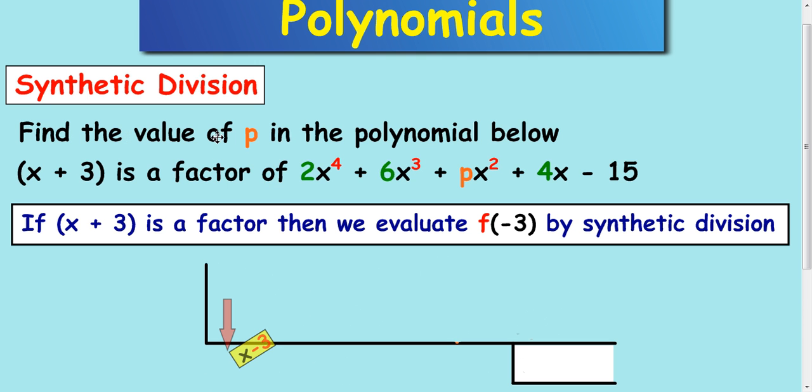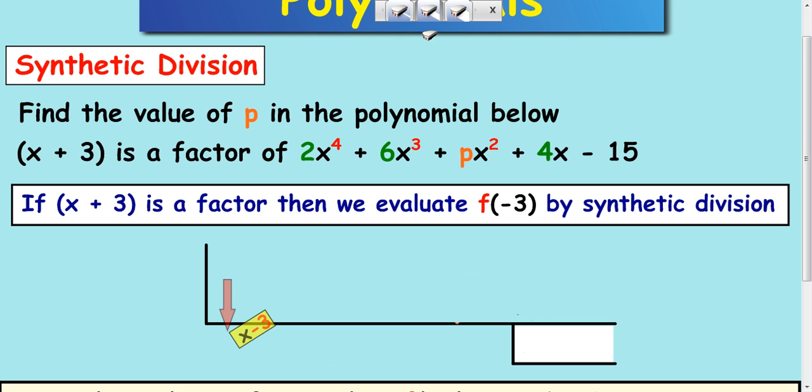Now the question says find the value of p in the polynomial below, and it tells you that x plus 3 is a factor of this. So because x plus 3 is a factor, that means that x equal to negative 3 is a root. So we can evaluate that and put the negative 3 out here. Now because that's a root, negative 3, this all should come to 0.